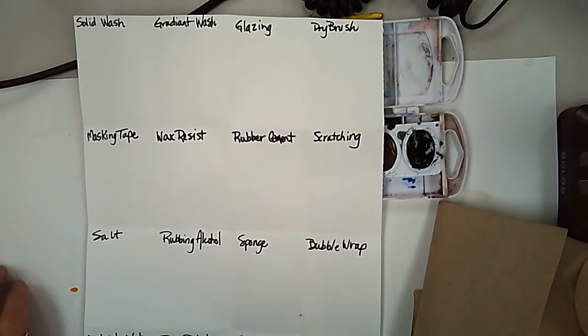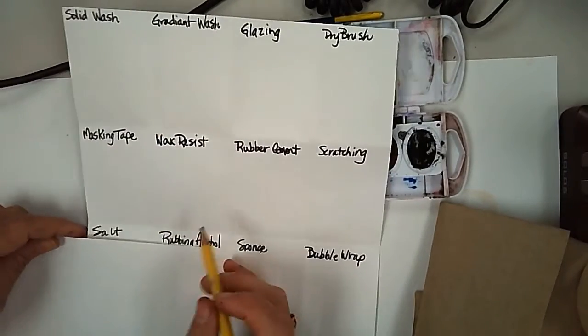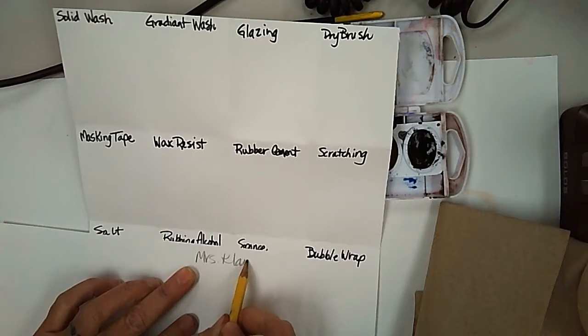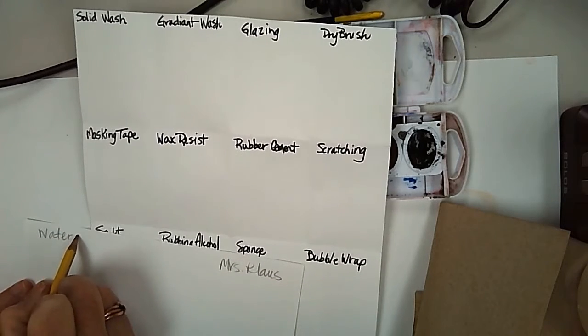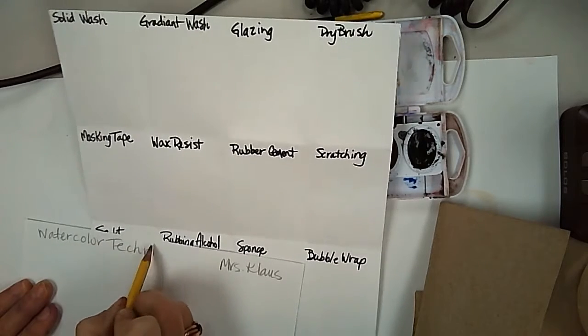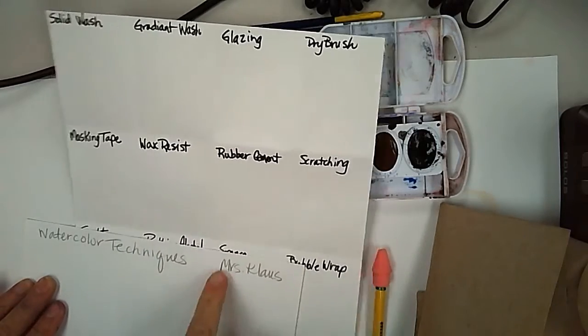So to begin with, I want you to take your paper that's on your desk. Make sure that you put your name on it somewhere so we can easily locate it when you put it in the drying rack. And you can label it Watercolor Techniques. And I would make this the back of my paper.